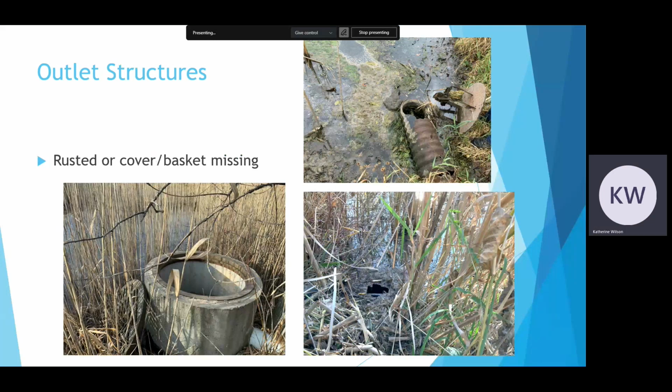The covers or grates are also needed to keep vegetation from clogging the outlet pipe. So we don't want to remove them and we want to replace them if they're broken.